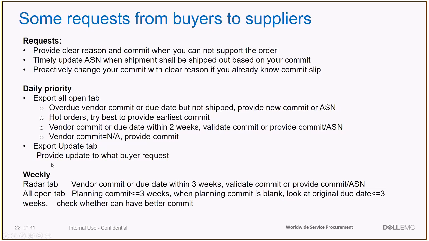And for the update tab, because usually we need you to update within 2 business days, you can sort by aging update and try to check with your manufacturing and keep updating. And sometimes for radar, because it gives you 3 weeks ahead, you can use this tab to do some proactive jobs. So these are some tips from the buyers on how to use it. So any questions for this tab?